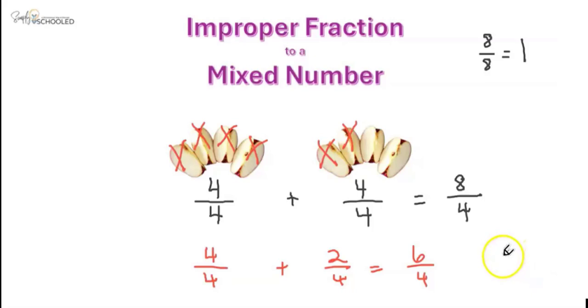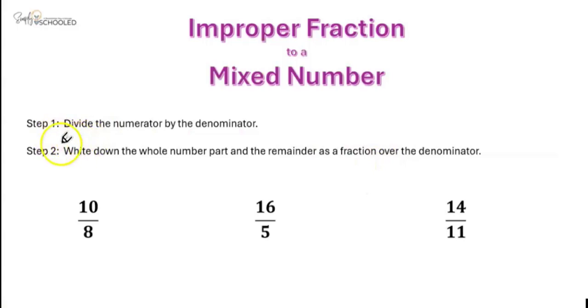So how do we turn this improper fraction into a mixed number? Here are our steps. Step 1, divide the numerator by the denominator. Step 2, write down the whole number part and the remainder as a fraction over the denominator. A lot of times math instructions seem more difficult than they really are, and this is one of those times. First of all, step 1, divide the numerator by the denominator.